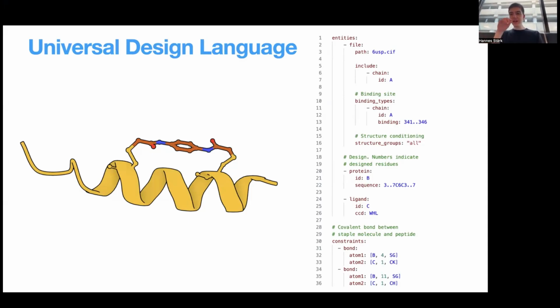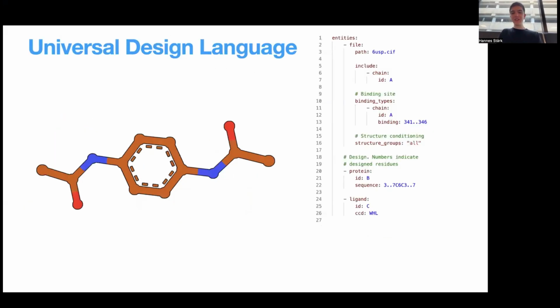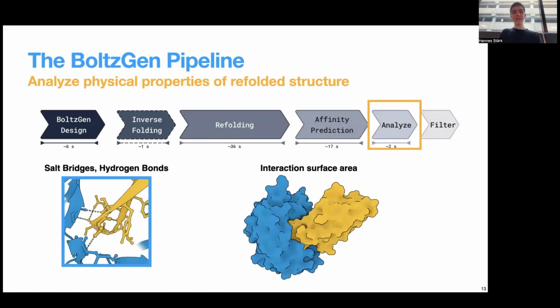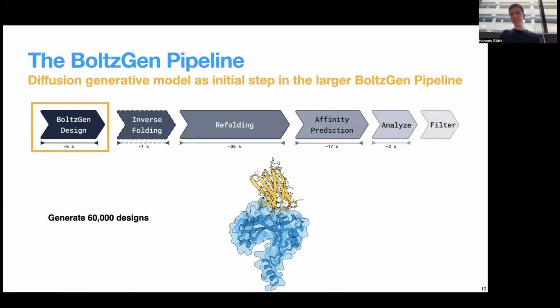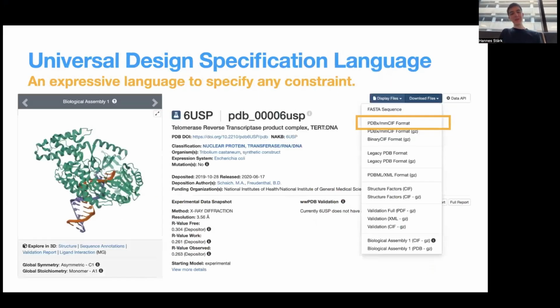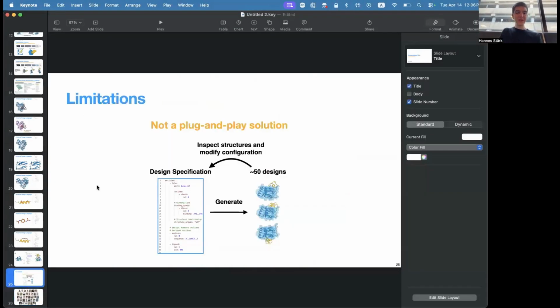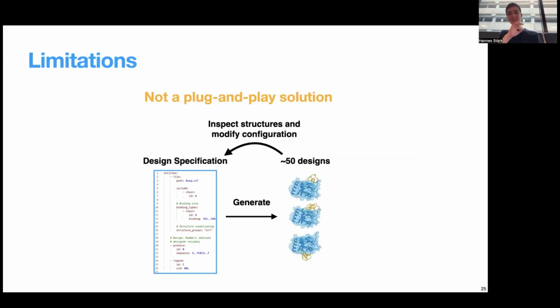But what I do actually in practice is that I don't right away generate these 60,000 designs. Maybe the slides could be ordered in a better manner here, but I just want to get right to this limitation: it is not a plug-and-play solution where you make your design specification and it just works. You usually have the specification, you run it, you get out your designs, and you run it on a small scale. Maybe you generate 10 designs, and you look at the structures. Do they make sense? Does it go to the right binding site?